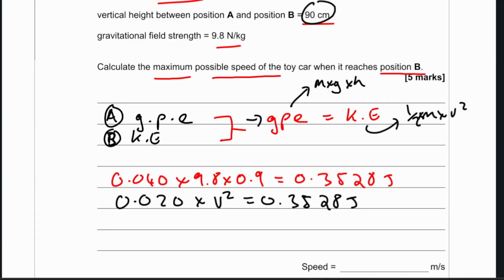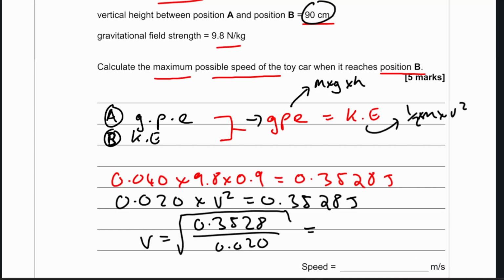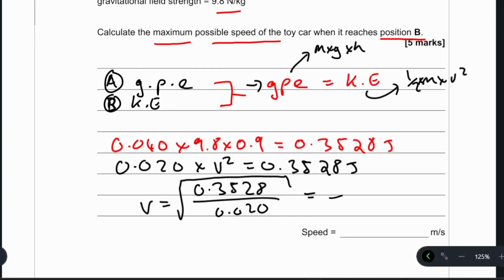So now we want to find out the maximum possible speed. So we want to work out what V is. So we can rearrange for V. So V is going to be equal to 0.3528 all divided by 0.02. And we're going to have to square root it because this would be V squared. So if we square root that, and we can just plug that into our calculator, we should get an answer of 4.2 meters per second.